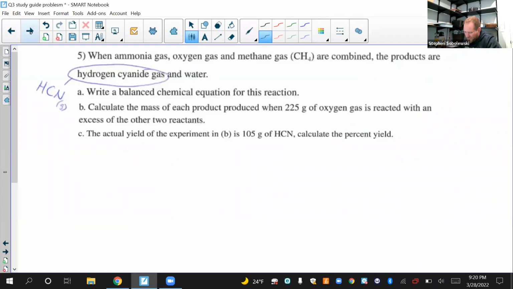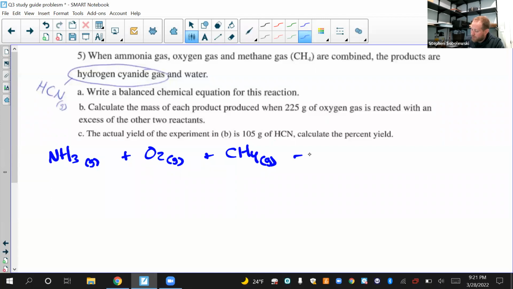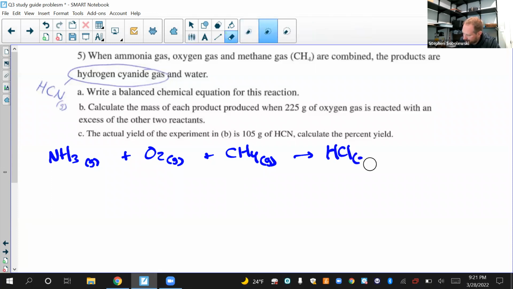When ammonia gas, now I think I highlighted on the other part, ammonia is NH3. It's very similar to ammonium, which is NH4+. In fact, ammonium is just ammonia that gains an H+. So NH3 gas, oxygen gas, which is O2, and methane gas, which is CH4. When these are combined, the products are hydrogen cyanide gas, which is HCN gas. Oh, not HCl, HCN.